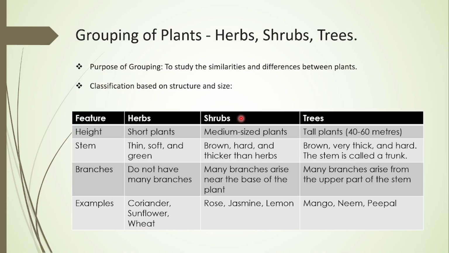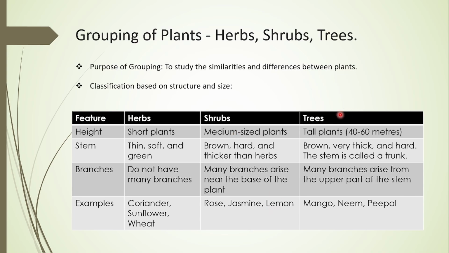Shrubs are medium-sized plants. Their stems are brown, hard, and thicker than those of herbs, and they also have many branches arising near the base of the plant. Examples are rose, jasmine, and lemon. These are the shrubs.